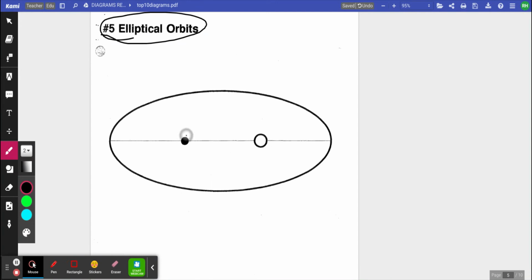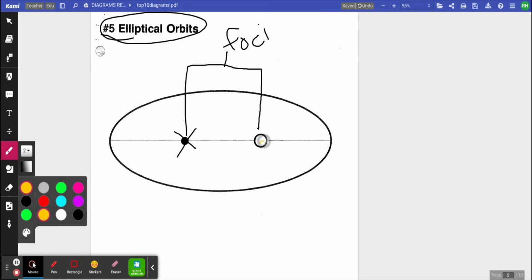So there's some key things to know: at each ellipse, there are two centers, and they're each called a focus. Together, they're called foci. At one of them, there's empty space. There's nothing there. It exists, but there's not a physical object there. And at the other one, we have the sun.